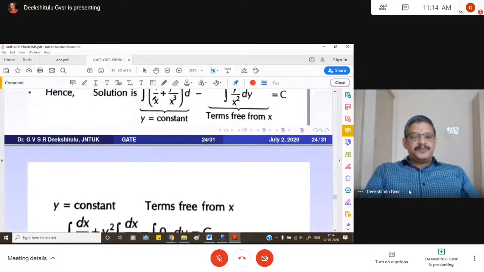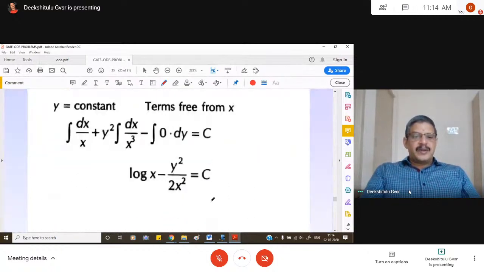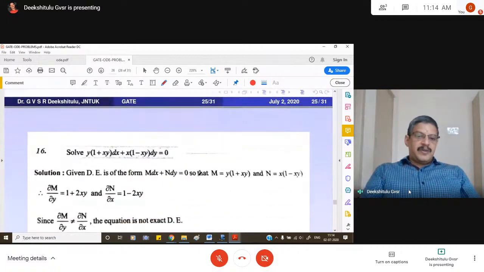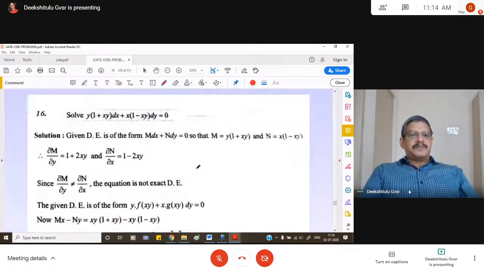Okay. So log x minus 1 by 2x square into y square is equal to c. This is what we have. This is the solution of the given differential equation.